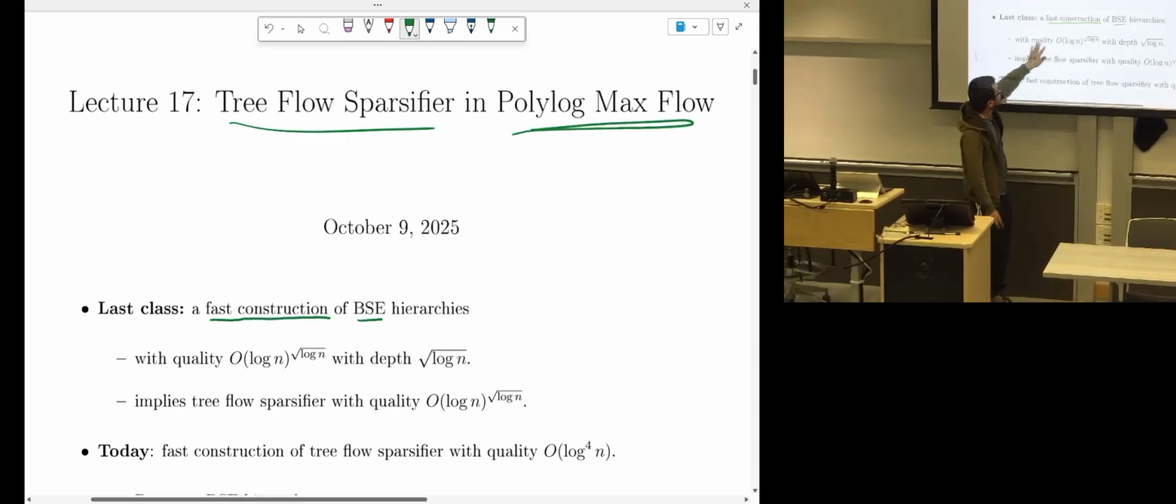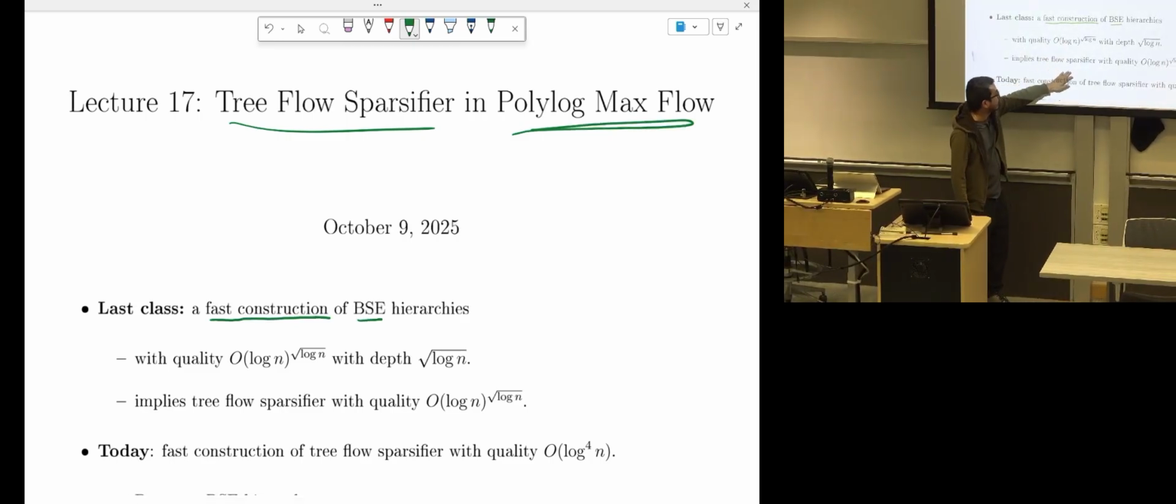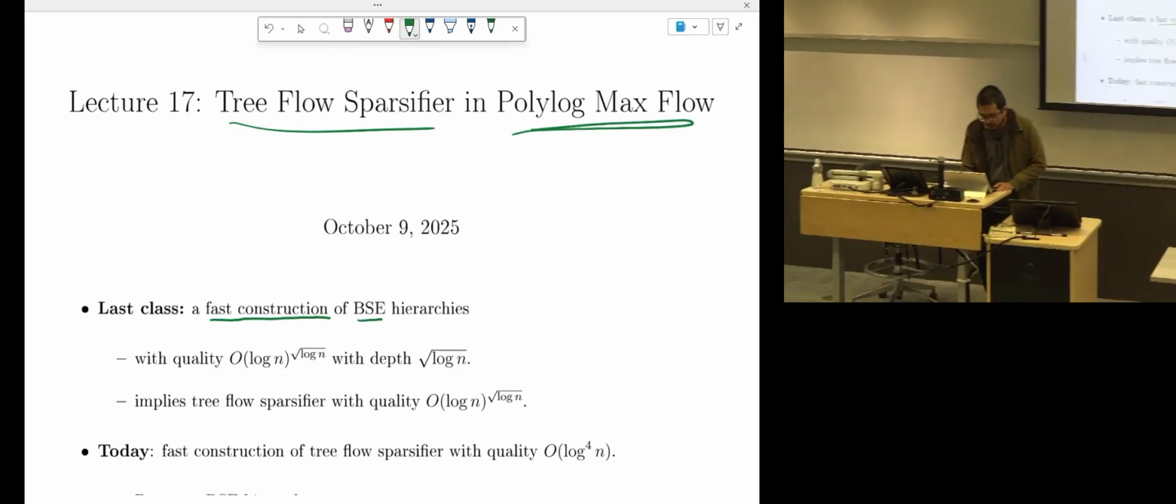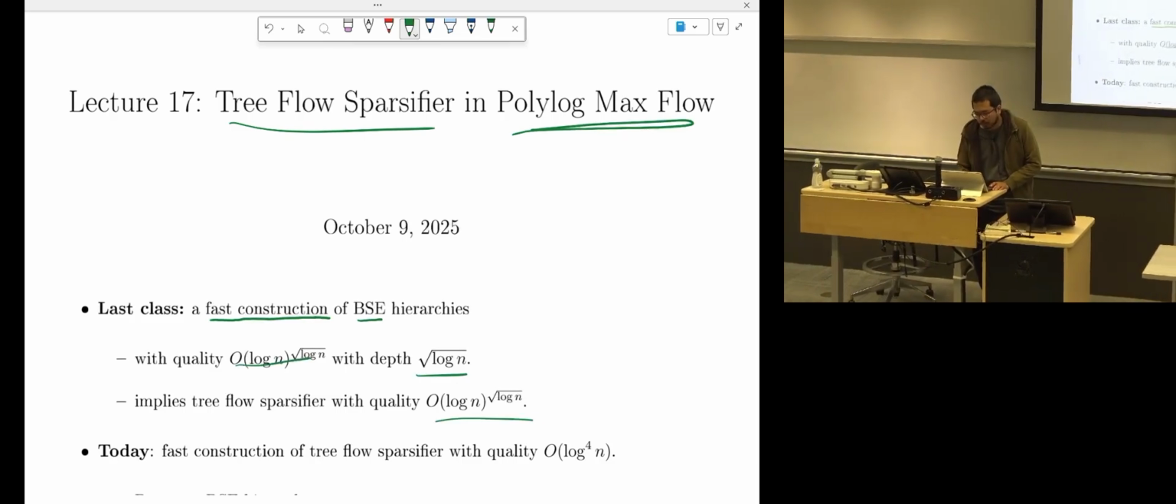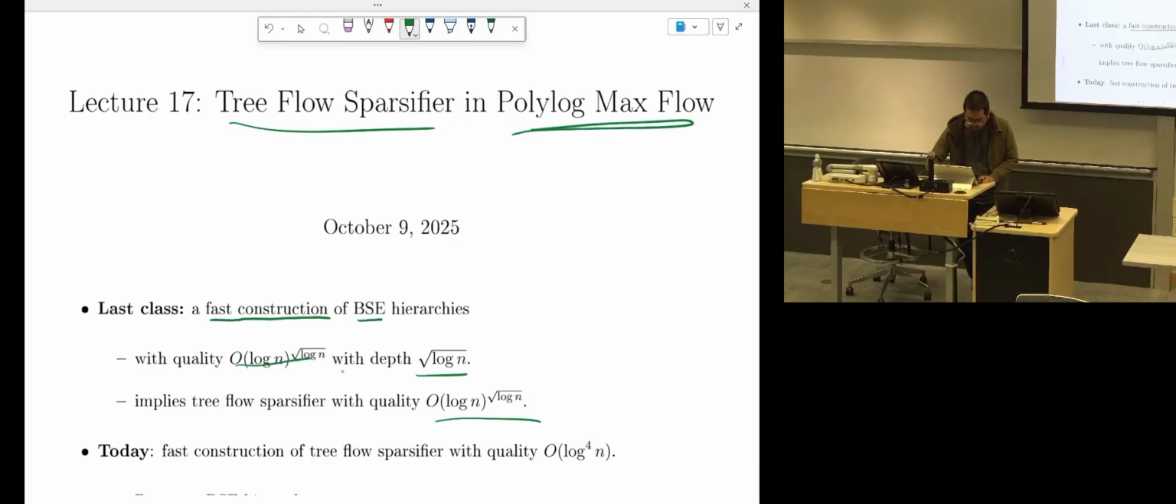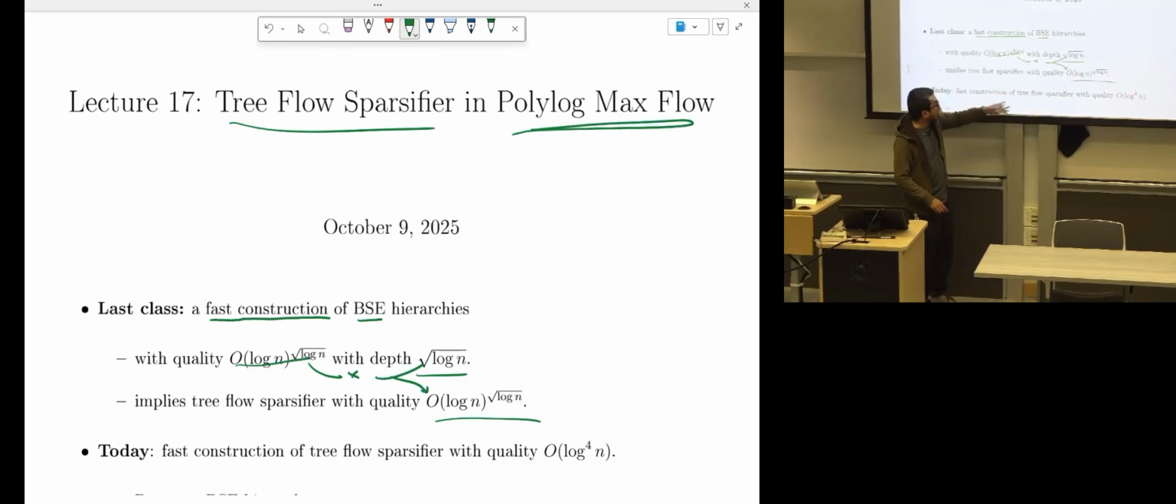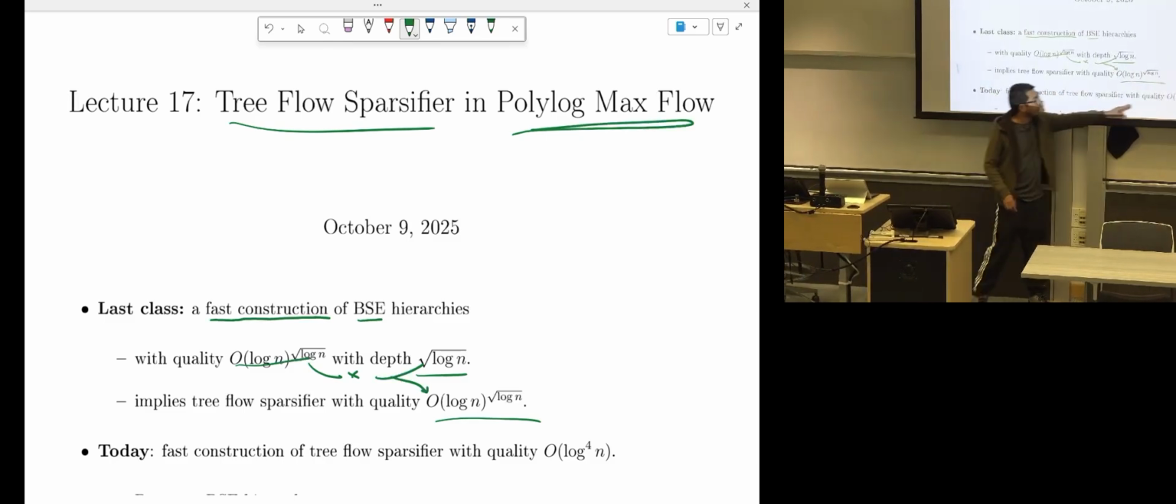So once you get the BSE hierarchy with this approximation, you basically get a tree-flow Sparsifier with this approximation. This thing times this thing is still this thing. So it's a good and fast tree-flow Sparsifier, but not polylog quality. And today we're gonna get it with polylog.